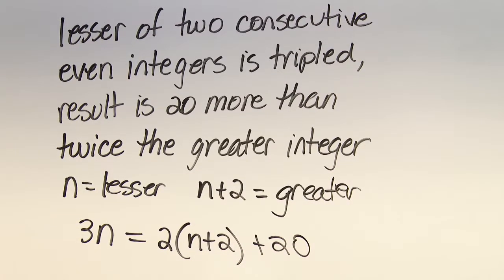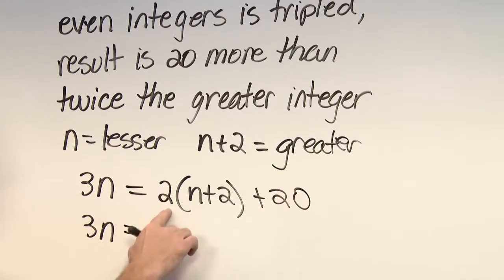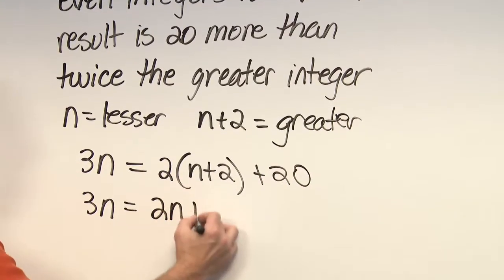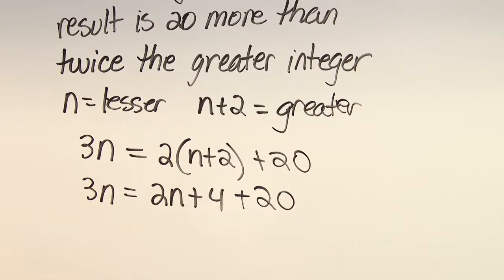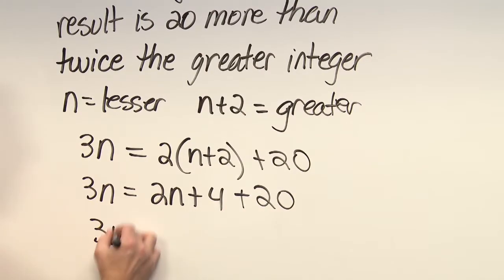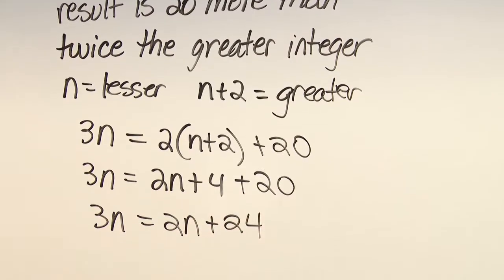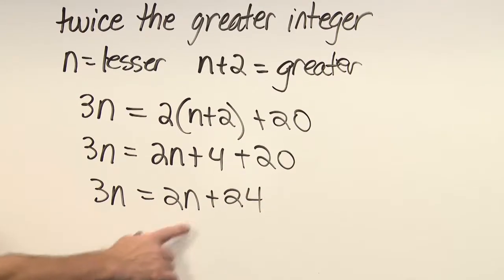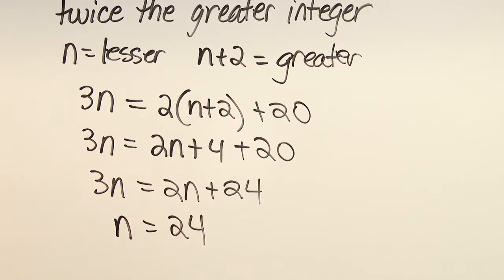To solve this, we begin by distributing the 2. So 3n is going to be equal to 2n plus 4. And then we have the plus 20. Add together the 4 and 20. We have 3n is equal to 2n plus 24. Now subtract 2n from each side, and we get n is equal to 24.